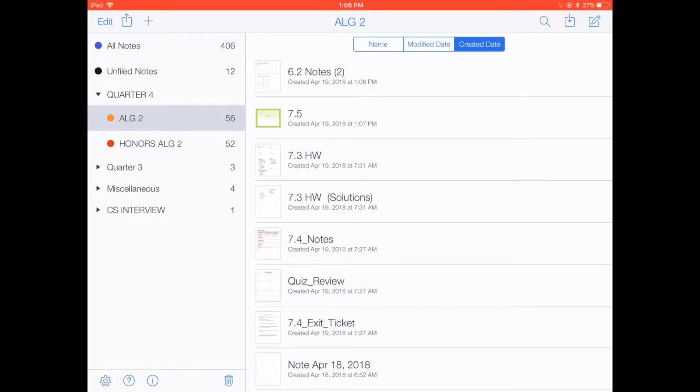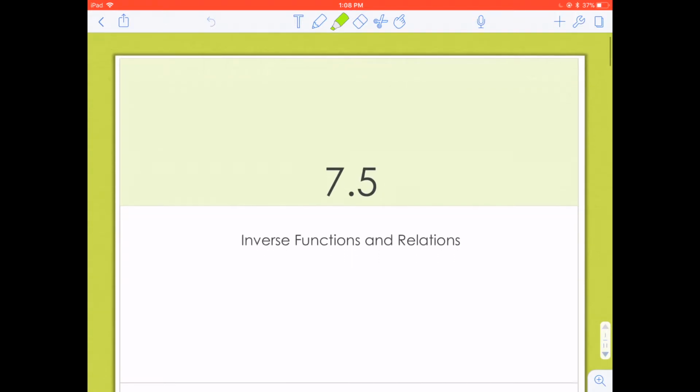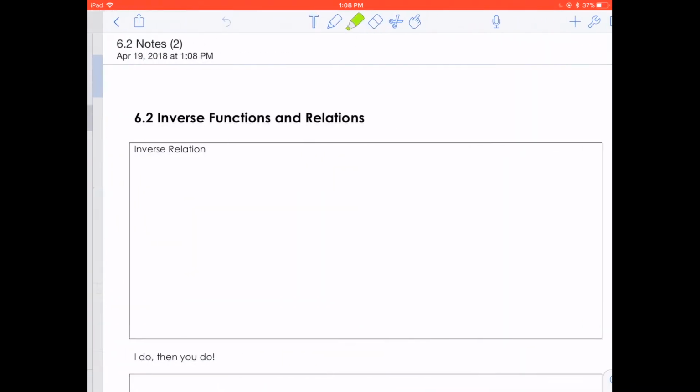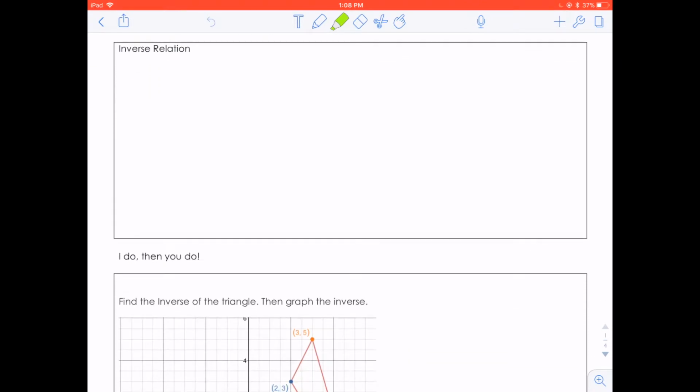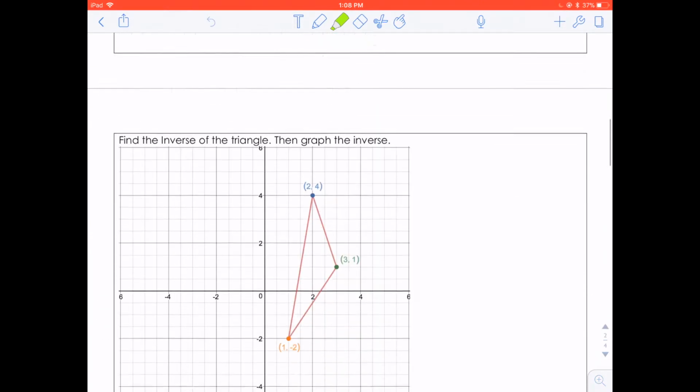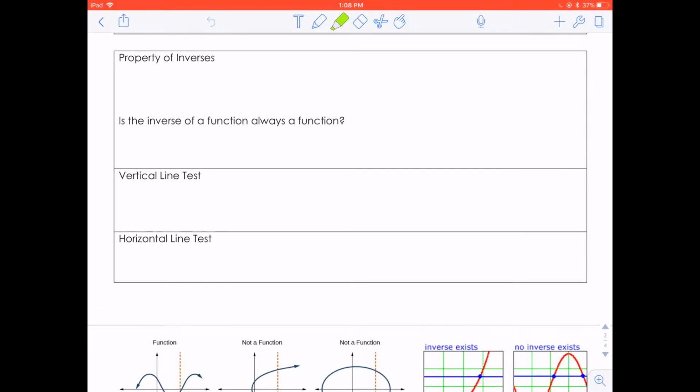Today what we're going to be going over is 7.5, which is inverse functions and relations. What you have are these notes, inverse functions and relations. They go along exactly with the PowerPoint I will be looking at, but you can fill them in if you want. If not, I will give you access to this PowerPoint.